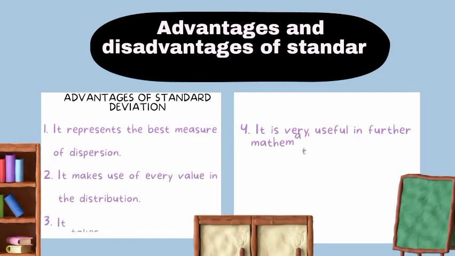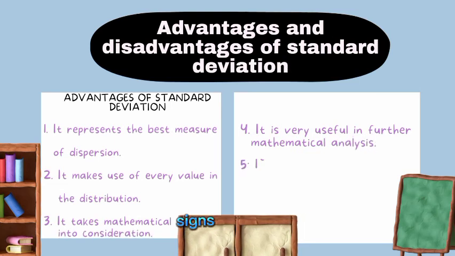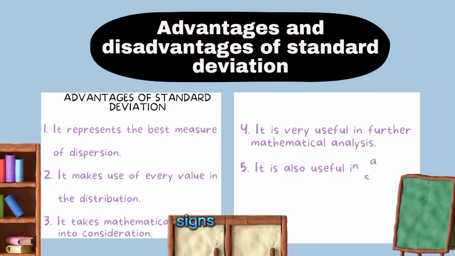Let's look at the advantages and disadvantages of standard deviation. 1, it represents the best measure of dispersion. 2, it makes use of every value in the distribution. 3, it takes mathematical signs into consideration. 4, it is very useful in further mathematical analysis. And 5, it is also useful in sample theory.